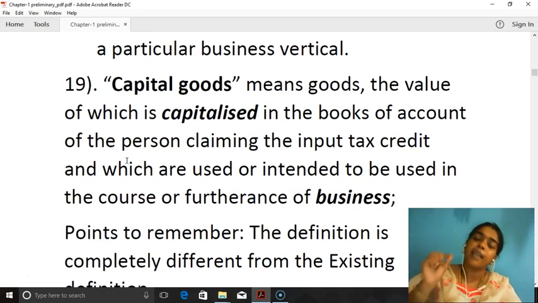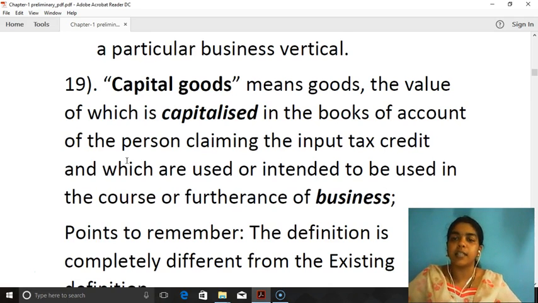What is the definition? Capital goods means goods, the value of which is capitalized in the books of account of the person claiming the input tax credit. The first condition is that you have to capitalize in the books of account. So whatever goods you have capitalized in your books of account for claiming the input tax credit can also be called capital goods for the purpose of GST. So the meaning of capital goods is very wide.